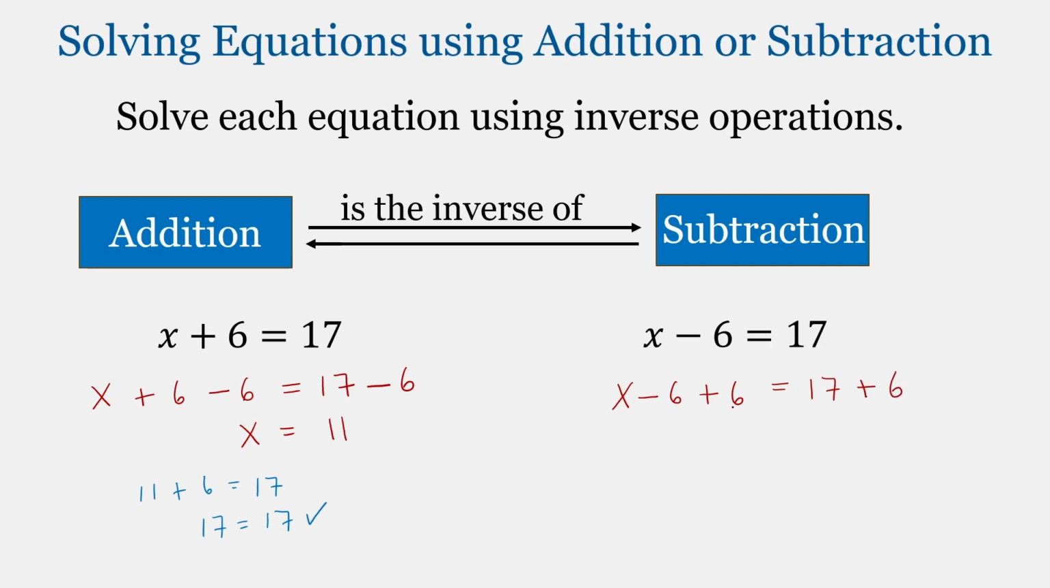Negative 6 plus 6 is 0. So we have x on the left side. 17 plus 6 is 23. Checking our answer, we have 23 minus 6, and that's equal to 17. And then when we actually do this math, 23 minus 6, we have 17 equal to 17. And that's a true statement.